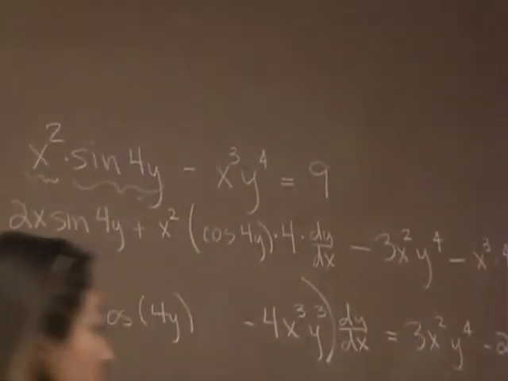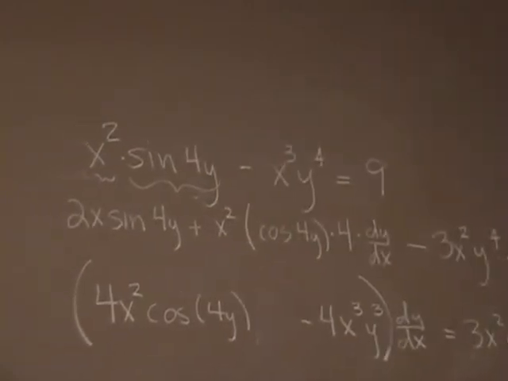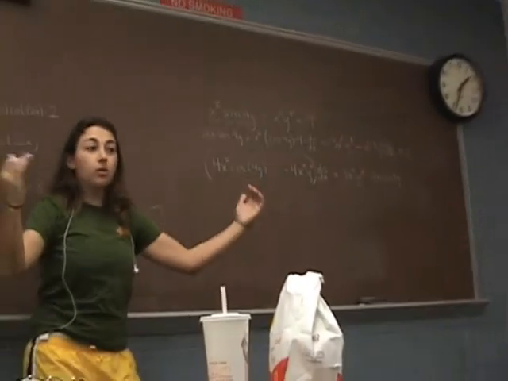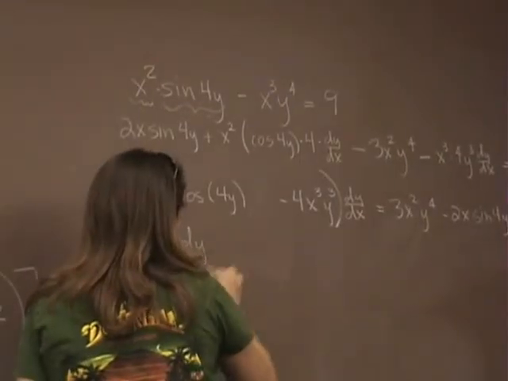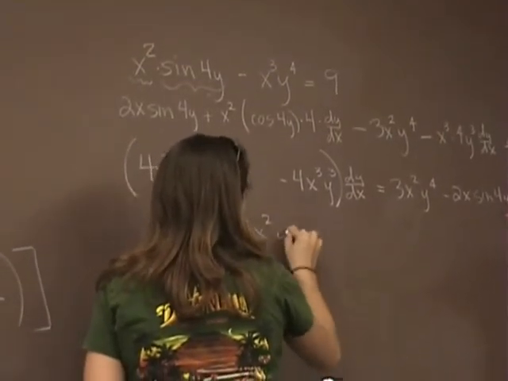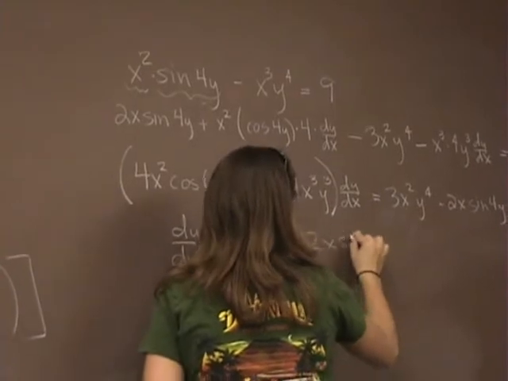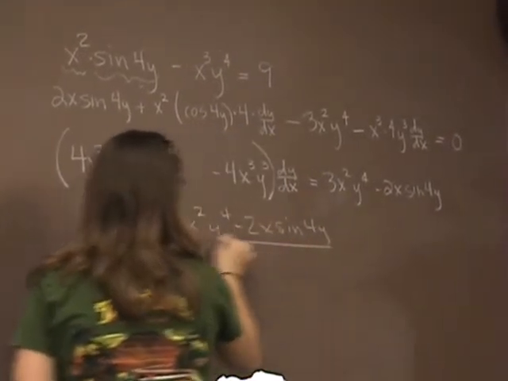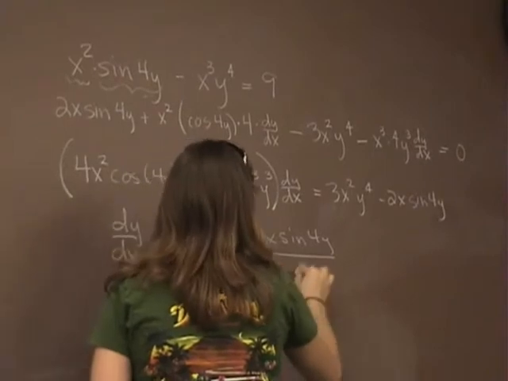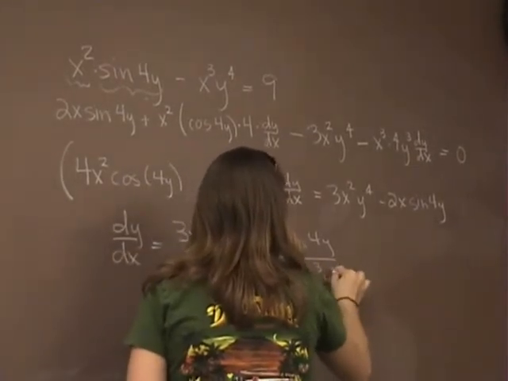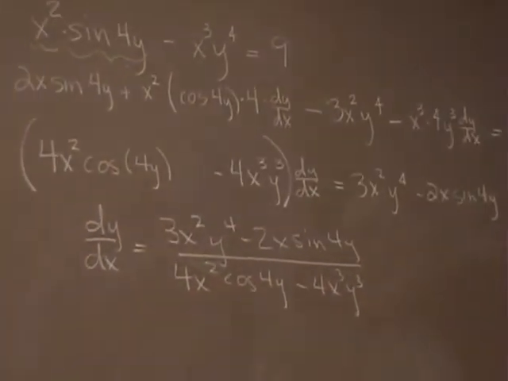Factor out the dy/dx. And once I've factored it out, I divide by that whole set of parentheses. So then dy/dx is equal to 3x squared divided by 4 minus 2x sine of 4y, all divided by 4x squared cosine of 4y minus 4x is y cubed. And that is implicit.